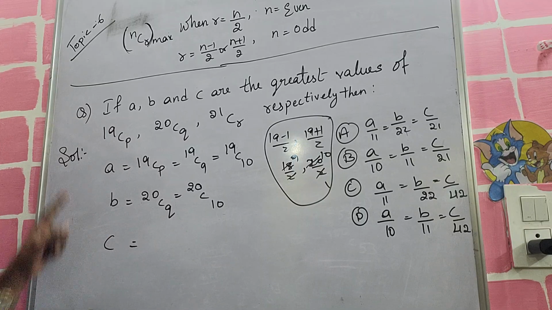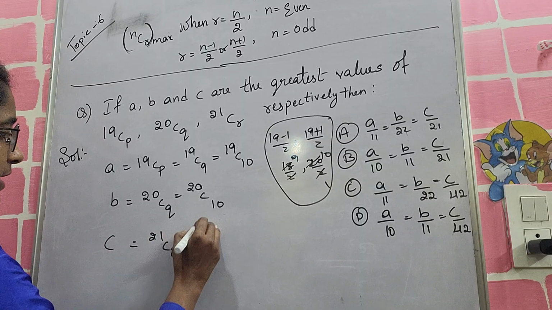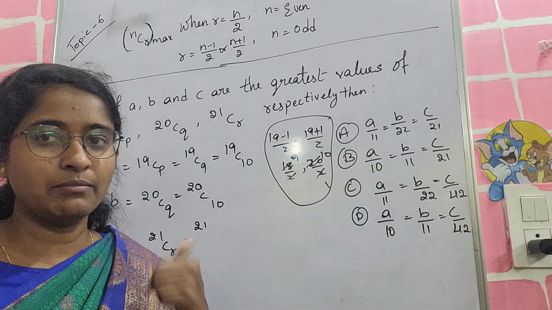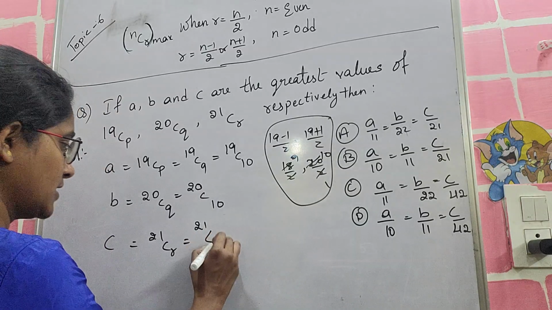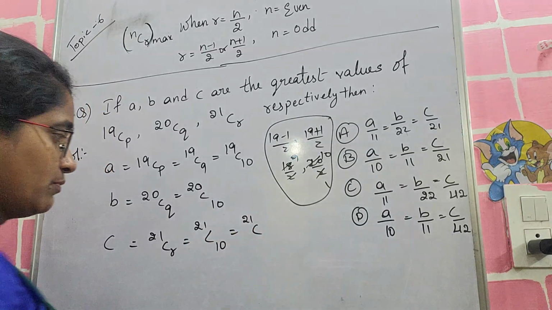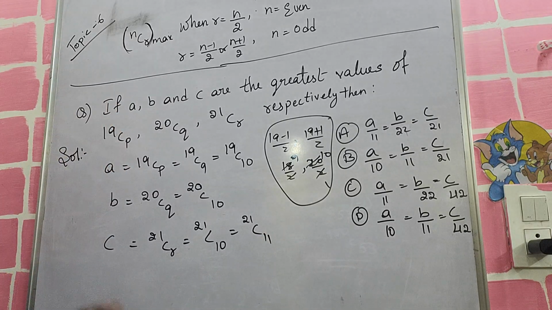C is equal to 21CR. Here 21 is an odd number again. So (21 minus 1) by 2 is 10, so 21C10, and 21 plus 1 is 22, by 2, that will be 11. Right? We got both of these.